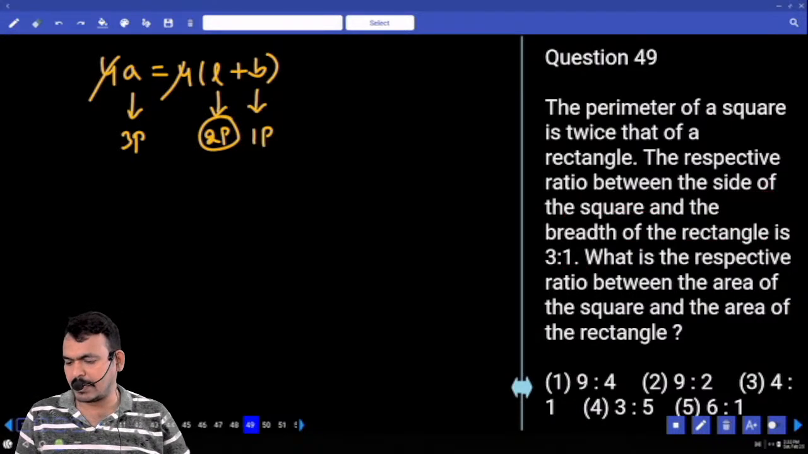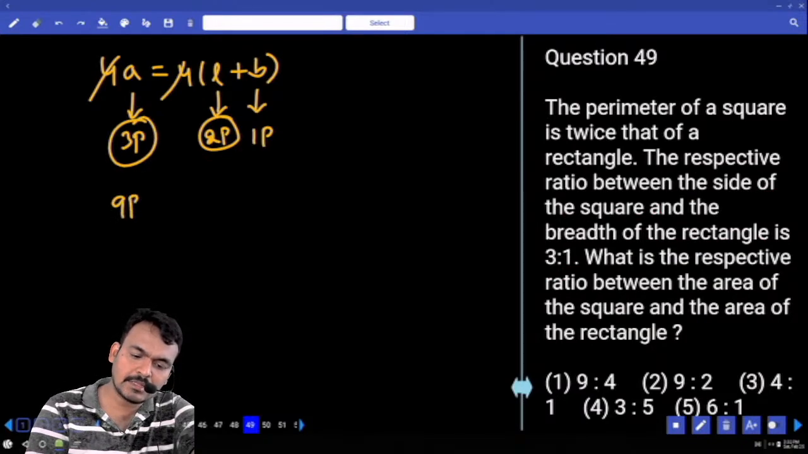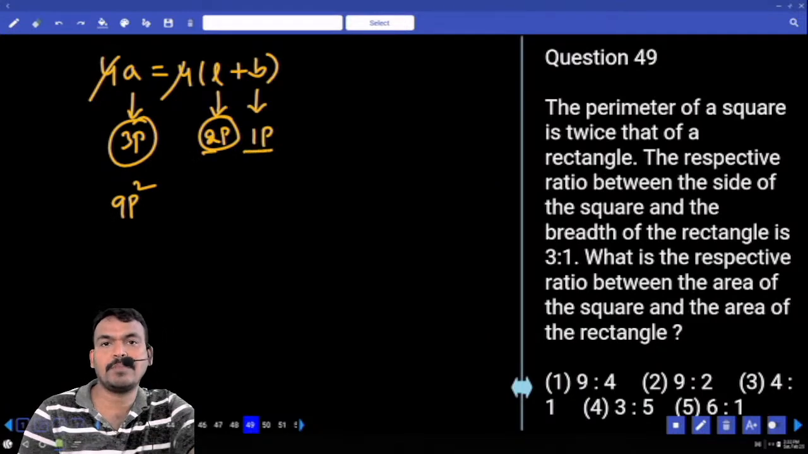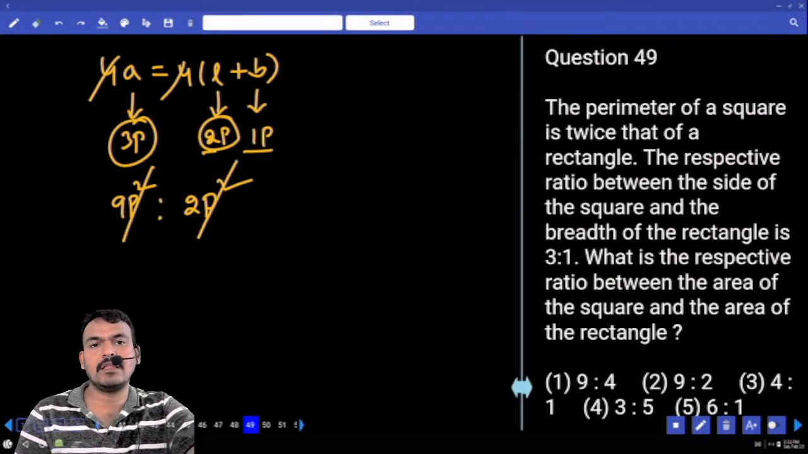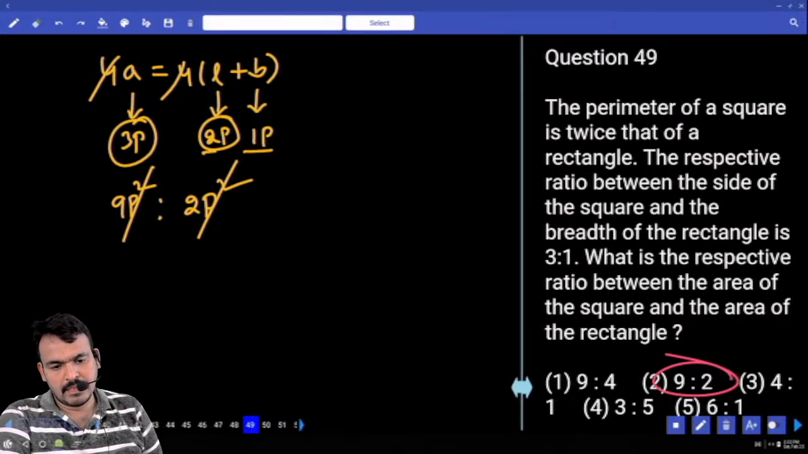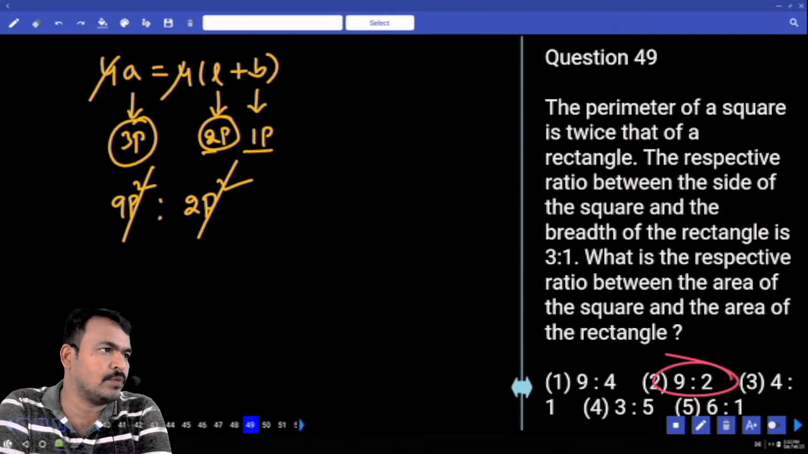What is the question here? Area of a square and area of a rectangle. Area of a square means 9 parts square. Next, area of a rectangle means 2 parts into 1 part, which means 2 parts square. Then the part square on both sides cancel. What is the answer? 9:2. Area of a rectangle means L into B or L plus B? L into B.